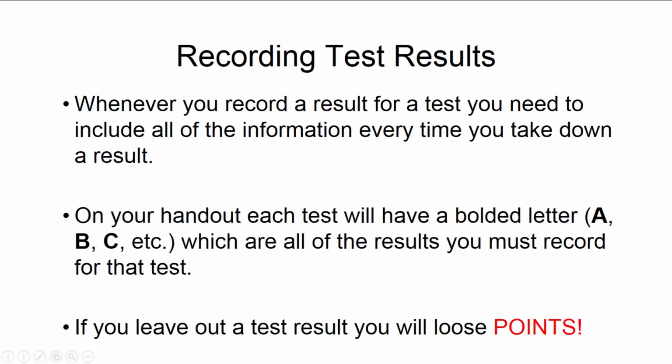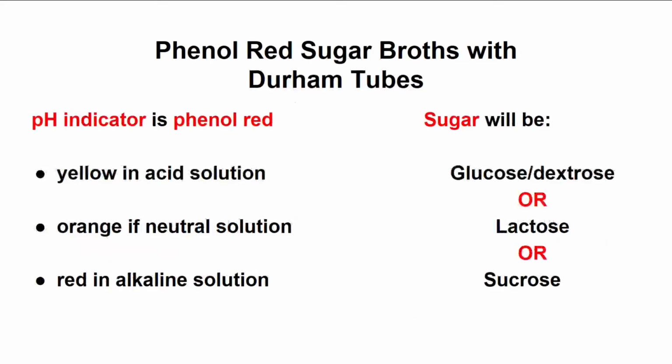A couple of quick things to note. Whenever you guys record tests, specifically for this lab, anytime you record one of these tests, you need to record each of the letters listed in your handout. So it'll have like a bolded letter A, B, and a C. Make sure you record all those points, otherwise you're going to lose out when you do your unknowns, for example, or any other type of test where you have to respond to that. So, for example, a TSI slant has 3 results for it. You need to make sure to have all 3, or else you get a 0 for those. So make sure you guys remember to put those in.